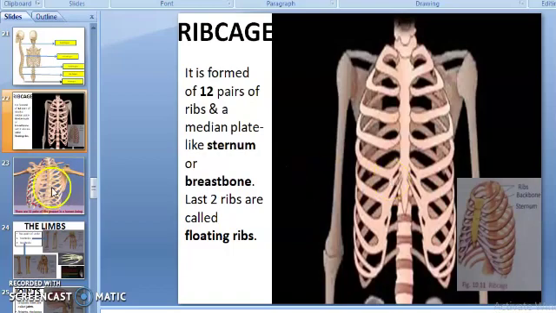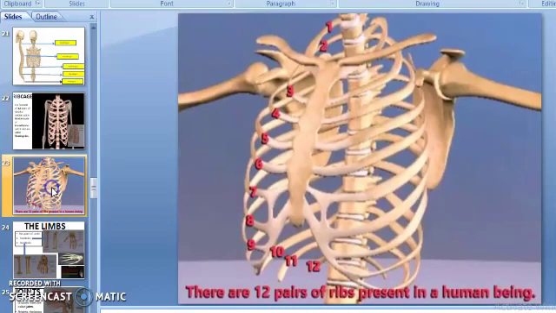One more time, see another image of a rib cage and count these 12 pairs of ribs. 1, 2, 3, 4, 5, 6, 7, 8, 9, 10, and 11 and 12. These are two ribs whose ends are free, and these are called floating ribs. Now the structure of ribs is clear.